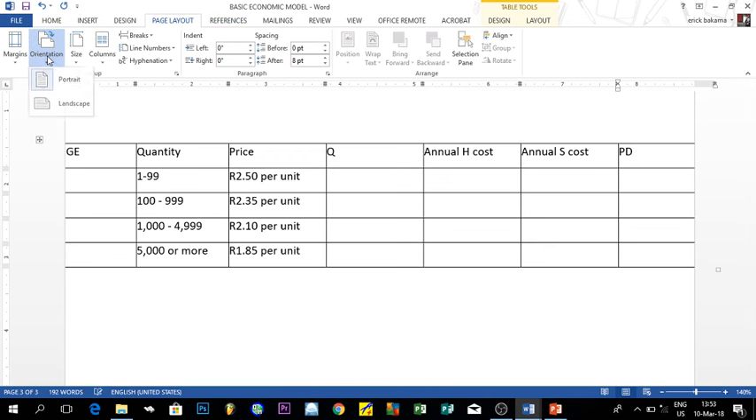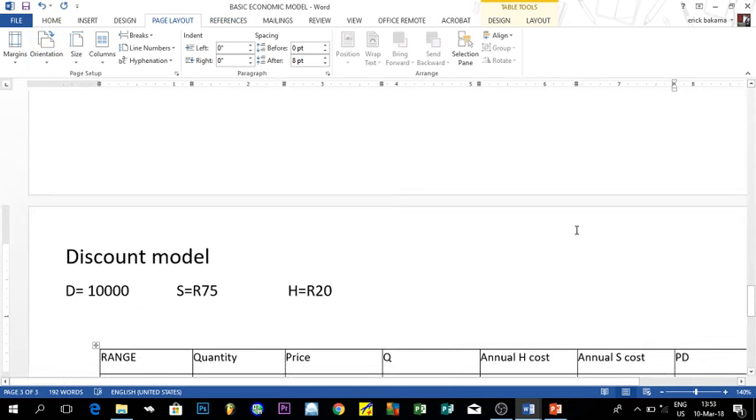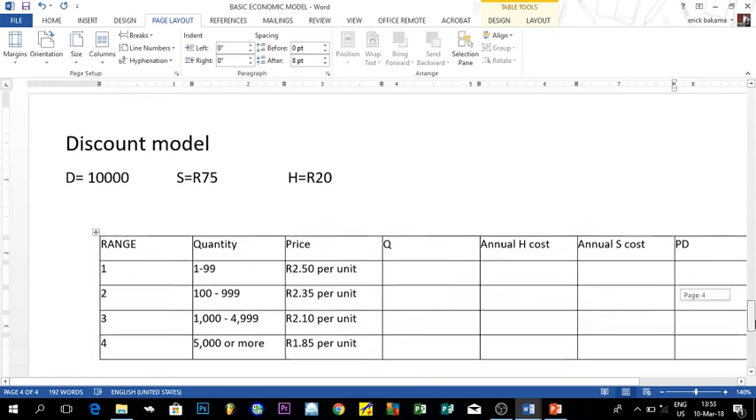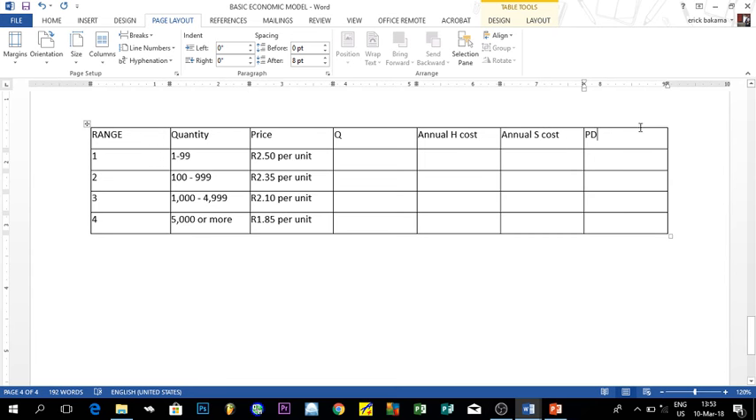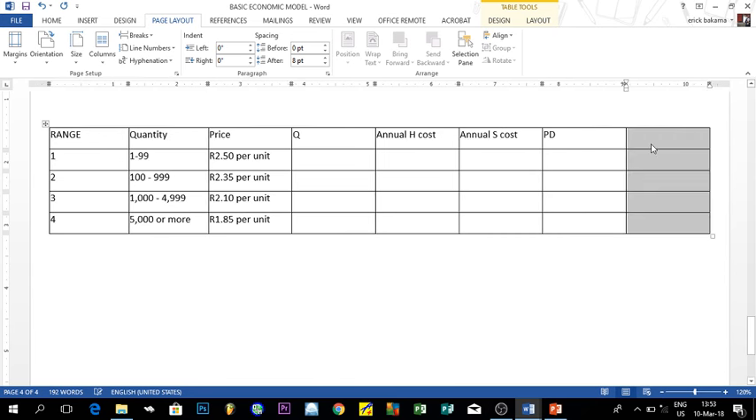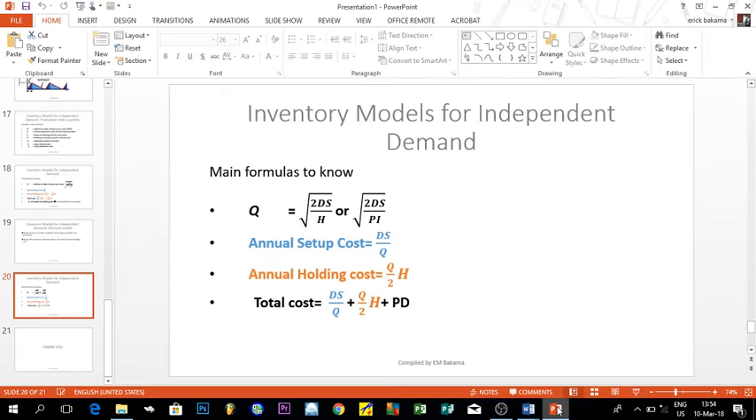So let me solve it like that. I hope you will be able to see the calculation here. We'll find the cell for the PD, and after the cell for the PD, we'll find the total cost. Now, the total cost will be the sum of the annual holding cost, the annual setup cost, and the PD, which is the formula that we used here.